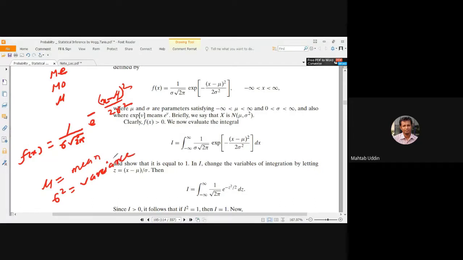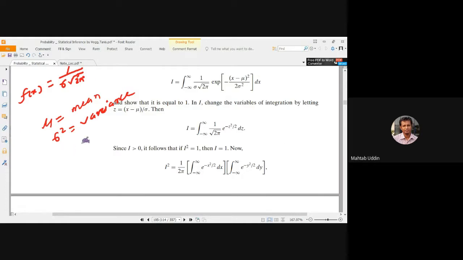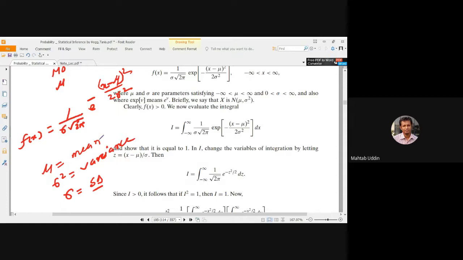So sigma is the standard deviation. This is the formula for the normal distribution only. You don't need to memorize this because in your exam you'll get the formula. Just understand what this is.